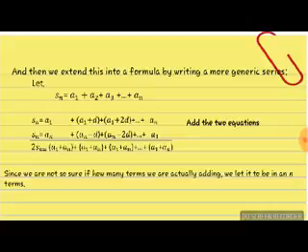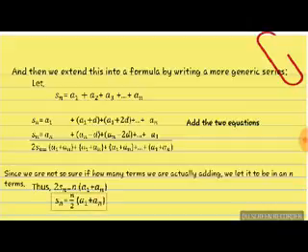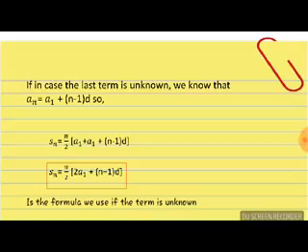Since we are not sure how many terms we are actually adding, we let it be n terms. Thus, 2S sub n equals n times the quantity a sub 1 plus a sub n. So we get the formula S sub n equals n over 2 times the quantity a sub 1 plus a sub n. So that's how we derive the first formula.